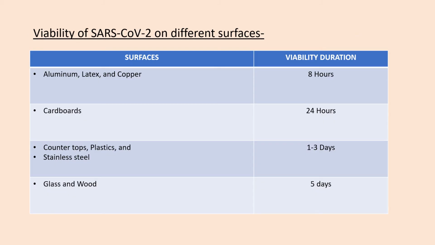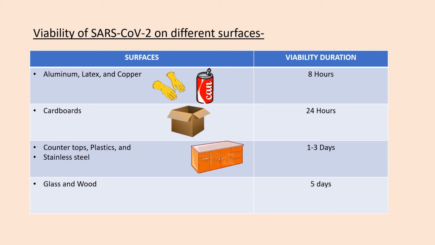Viability. All viruses have a period during which they are viable to infect a person. SARS-CoV-2 is known to be viable for 8 hours on latex, aluminum, and copper. It can stay viable for 24 hours on cardboard, and for 1 to 3 days on countertops, stainless steel, and plastic. It is also known to be viable for 5 days on glass and wooden surfaces.